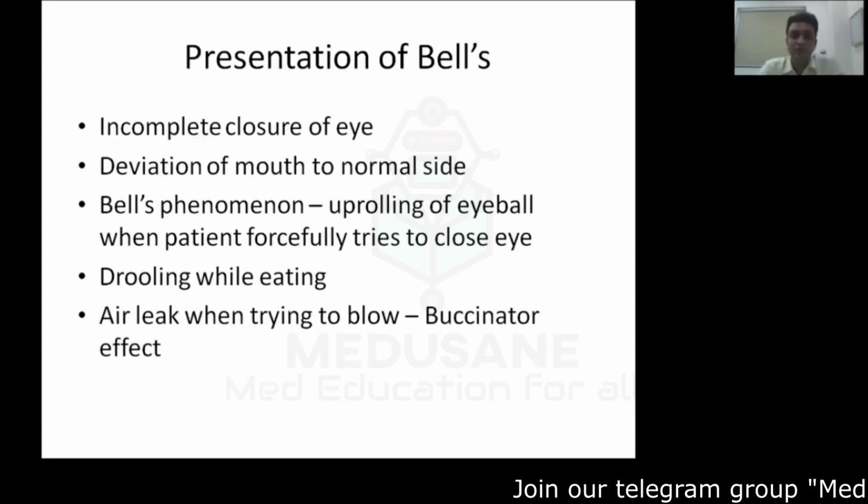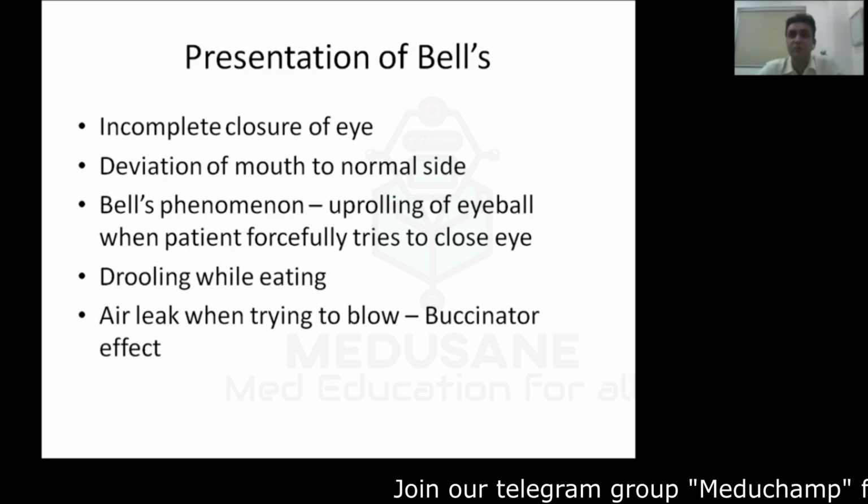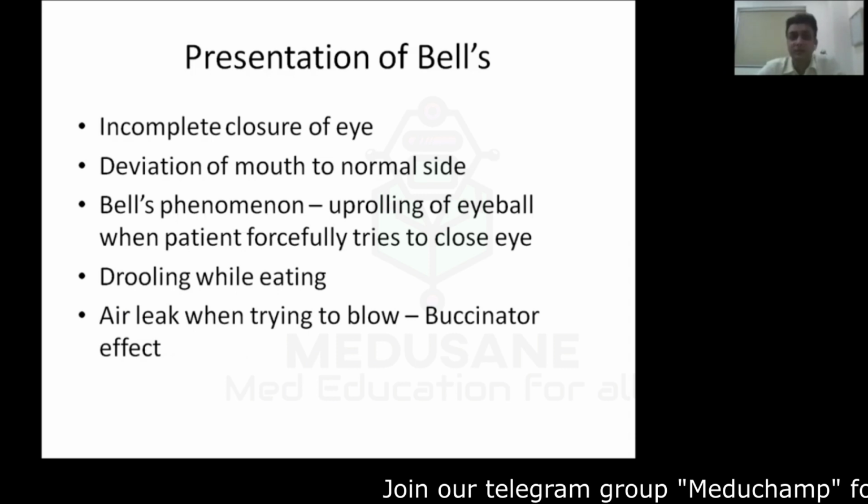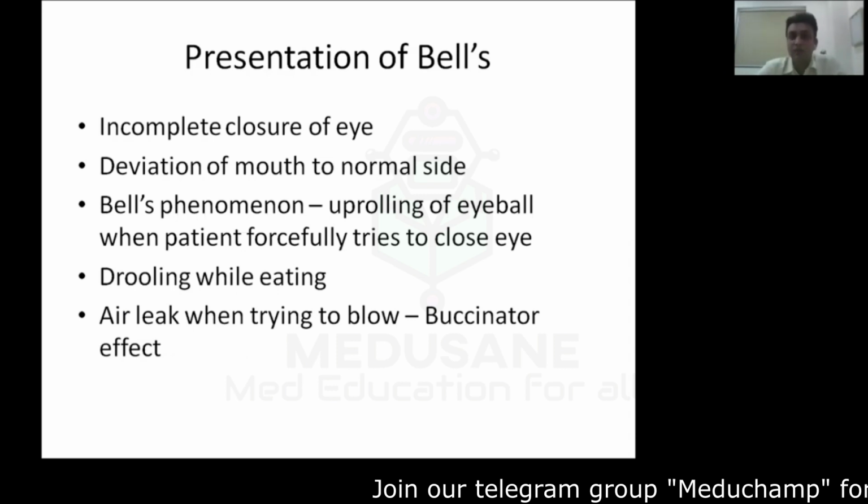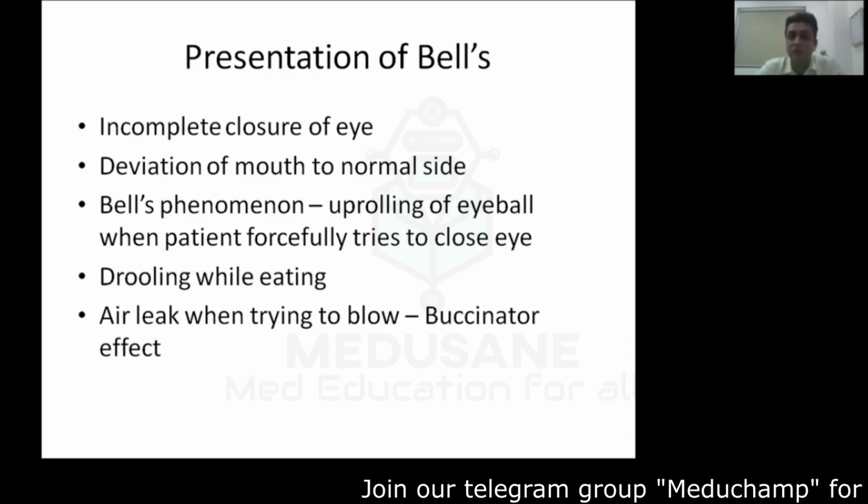How does it present? Whenever there is a facial nerve paralysis by Bell's, it generally involves the labyrinthine portion. That means all the function of the facial nerve would be lost. It's an infranuclear type of paralysis. There will be incomplete closure of the eye because the orbicularis oculi muscle will be paralyzed. There will be deviation of the mouth to the normal side because the normal side is working, but the paralyzed side is not working. So that's why the mouth deviates towards the normal side.